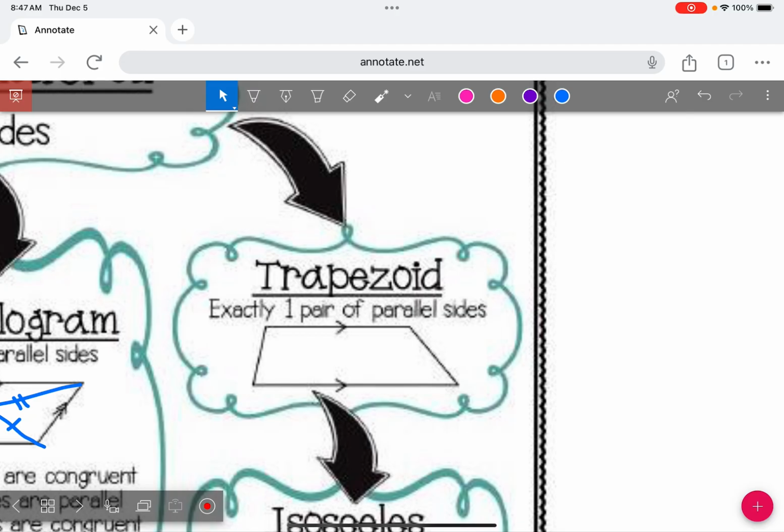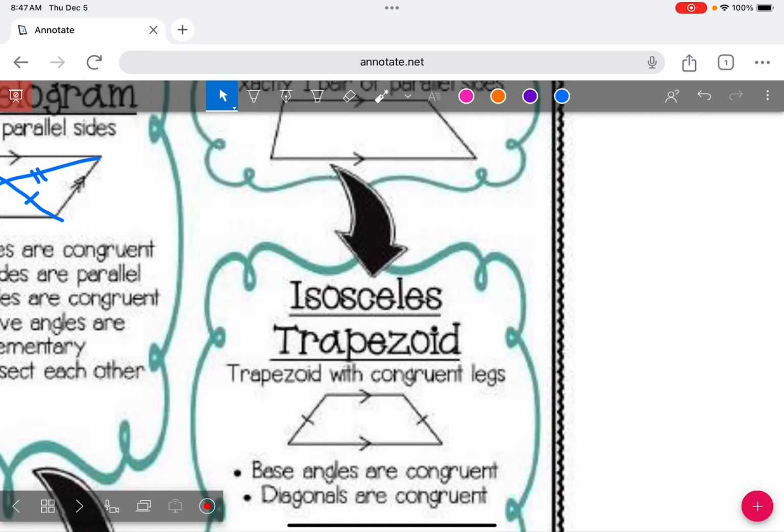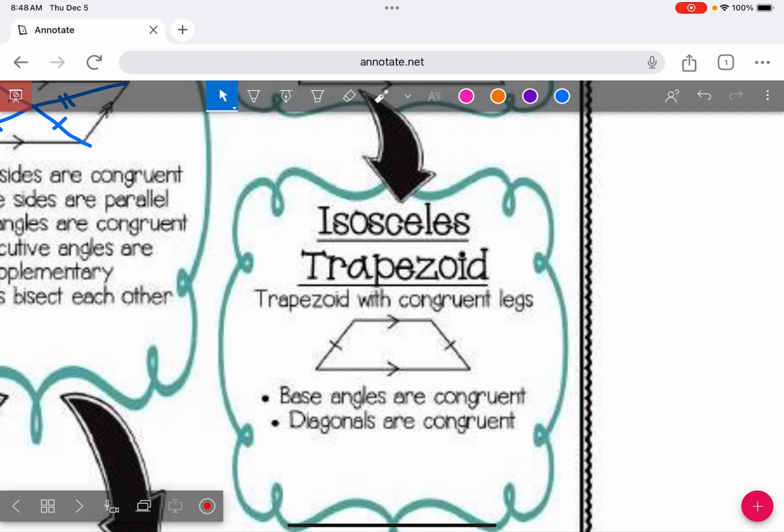Then we had our trapezoid family. So our trapezoid family has exactly 1 pair of parallel sides. It is also a quadrilateral, so it has 4 sides. Part of that trapezoid family were those isosceles trapezoids. And now we get to add a little bit more of our properties. So an isosceles trapezoid is a trapezoid, which means that 1 pair of sides is parallel, and it has congruent legs. Additionally, the base angles are congruent, so these 2 lower base angles are congruent, and the 2 upper base angles are congruent. And if we were to draw the diagonals in, they would both be congruent to each other.